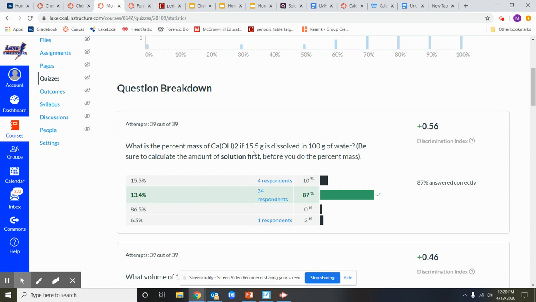If you did 15.5 divided by 100, that's why you would have gotten 15.5%, but that's incorrect because you did not put the solute with the solvent. Also on your quizzes and tests, I'll try to give you a little hint on that because of all this online learning. That was what I meant by make sure to calculate the solution first. So you had to add those up before you did any of the division or multiplication. 100 plus 15.5 gives you 115.5. That should have been your bottom number for that one.